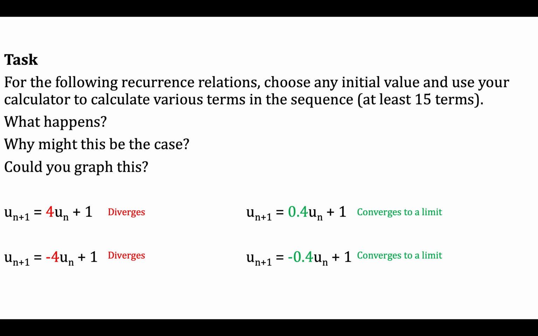And I suppose what we notice then is that the ones that diverge, the coefficient of un here, were whole numbers. They were 4 and -4. Yet the ones that converged to a limit were decimals, 0.4 and -0.4. More to the point, however, these are decimals where this one's less than 1 and this one's greater than -1. So maybe that has something to do with it as well.